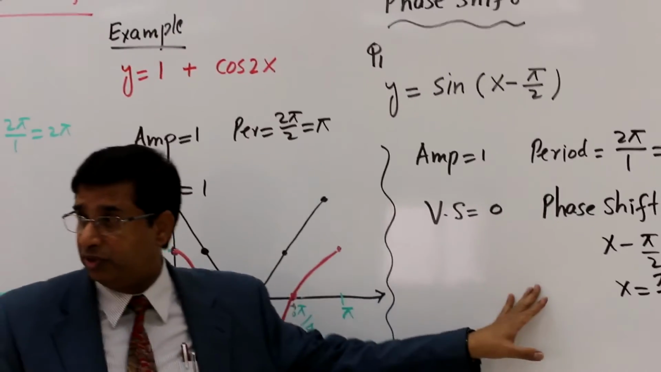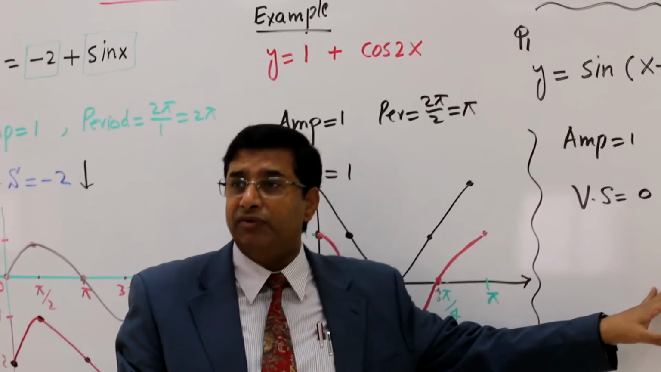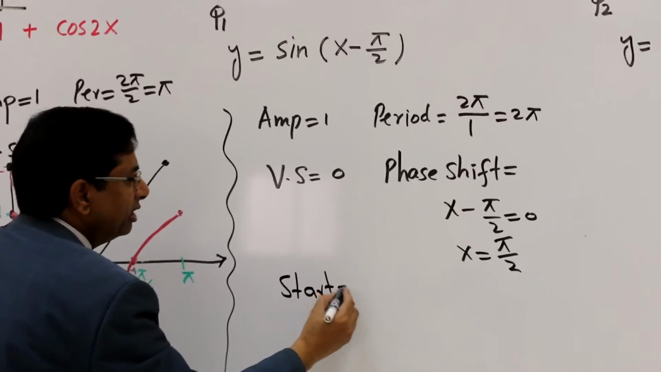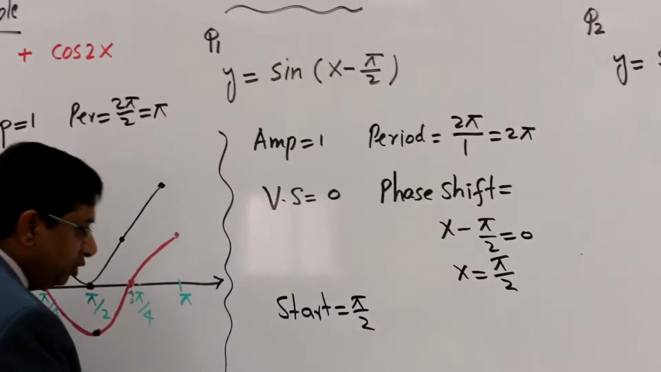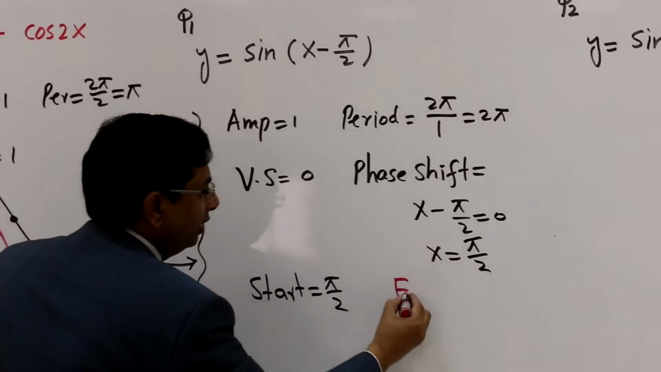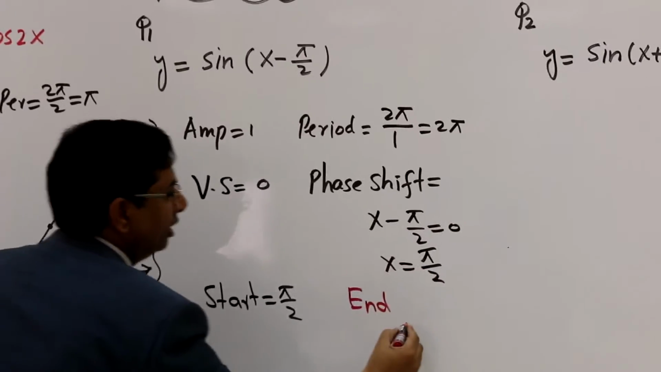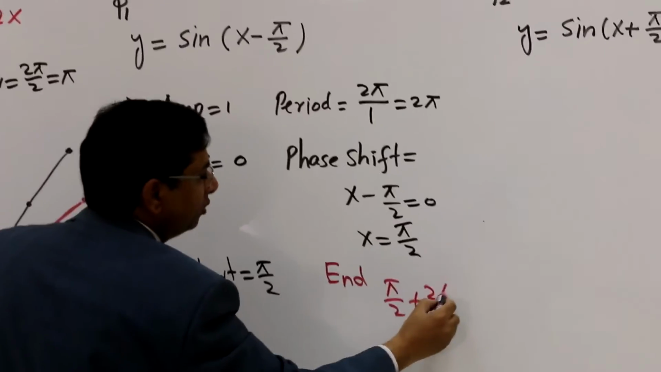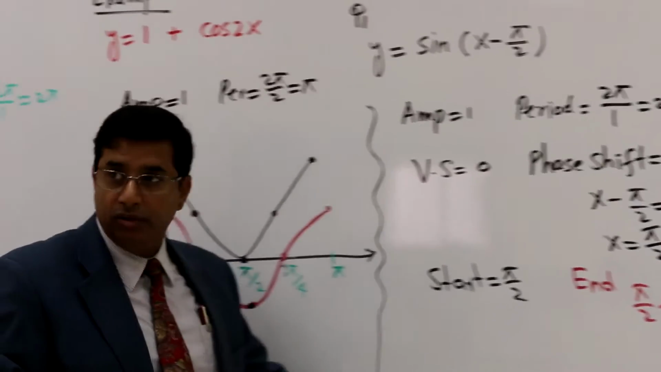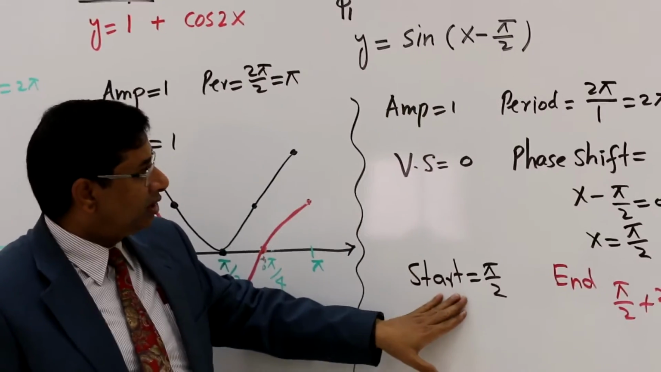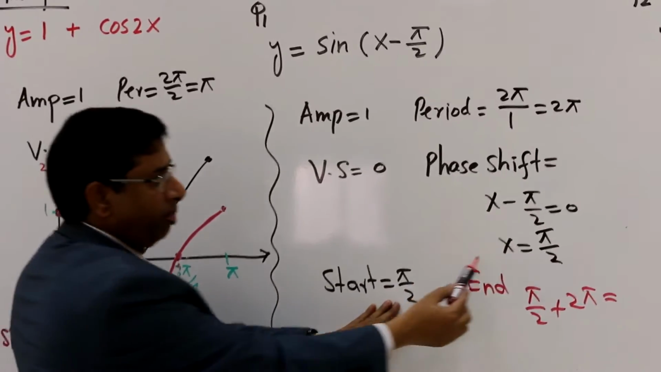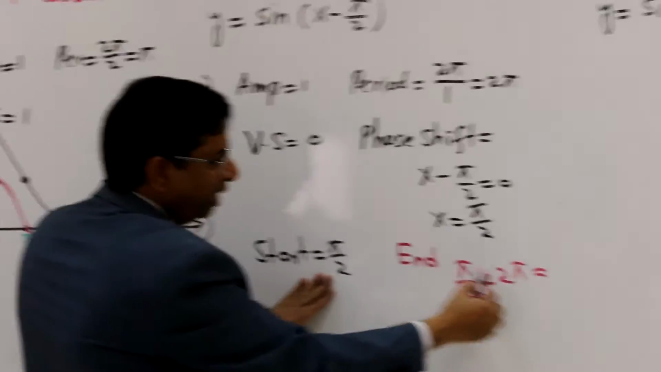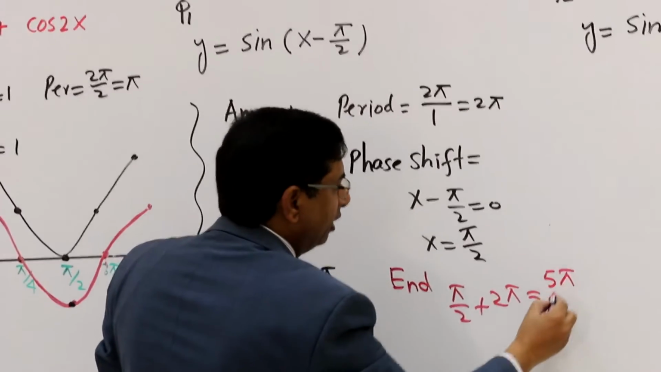When phase shift is involved, phase shift is the point from where the graph starts. It means our graph will start in this case at the starting point equal to pi over 2. Then your graph will end at pi over 2 plus this period, which is 2 pi. In this question, start is always pi over 2, and end is pi over 2 plus 2 pi. We add this, it is 4 pi plus pi over 2, which is 5 pi over 2.